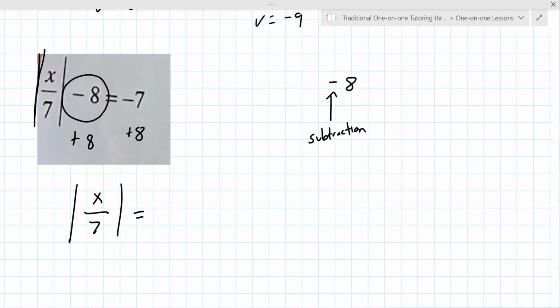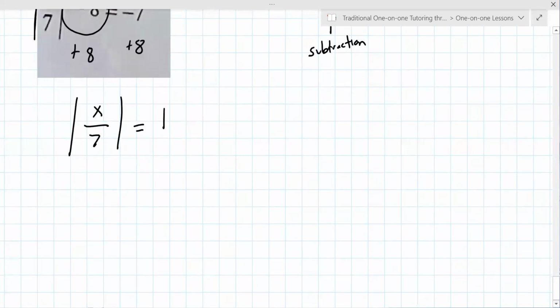Negative 15. But this time you're adding 8. You're not subtracting. Is it 1? Yes. Very good. Okay, so from here, we haven't done one like this in a while, but you set whatever is inside the absolute value, you write it twice.